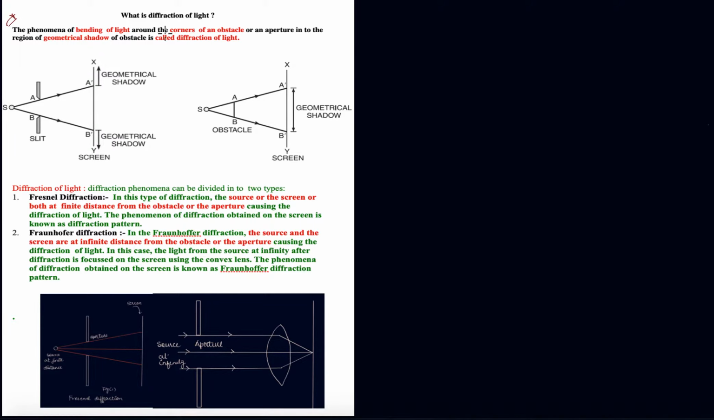So according to the definition of diffraction of light, diffraction is a phenomenon of bending of light. In this case you will observe the bending of light around the corner of an obstacle, and you can say about an aperture, into the region of geometrical shadow. Into the region of geometrical shadow of the obstacle is called the diffraction of light. You can see here it is a bending of light. So well, you can see with the help of the diagram.